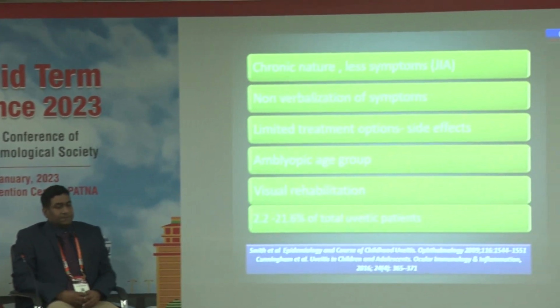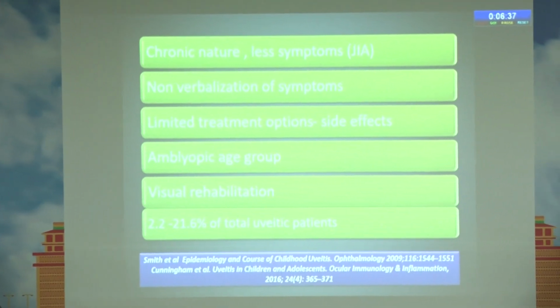So, good evening everybody. Children represent a very special and interesting subgroup with regards to the diagnosis of uveitis and its management. Since they have fewer complaints and the symptoms are very few in number, they present to us very late. And by that time, the disease has already established inside the eye.